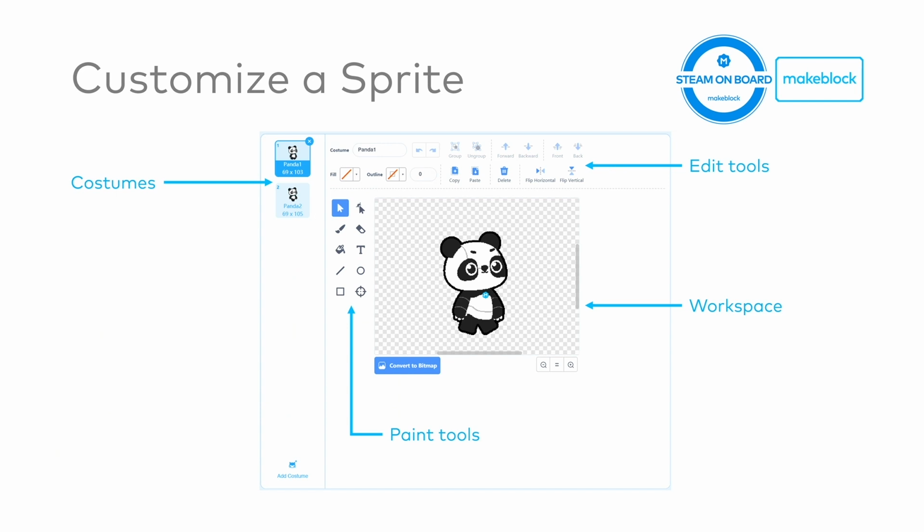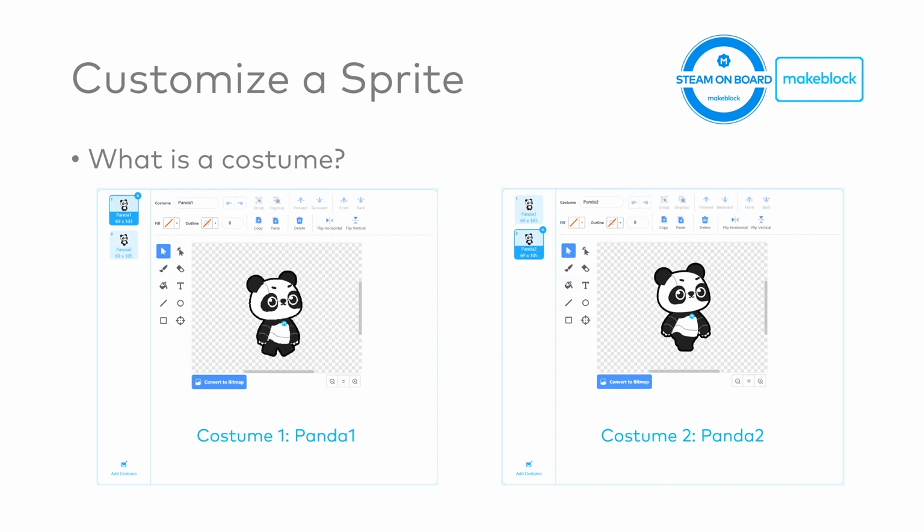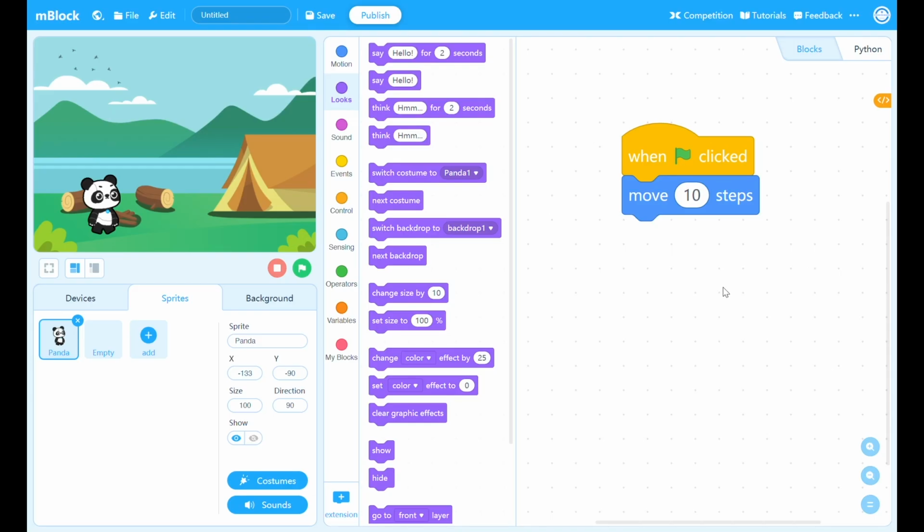On the left side, you will see different costumes, and then you will see the paint tools, the workspace, and edit tools. It's important to understand what a costume is. Let's see, we define two costumes for the panda, and you see they have slightly different gestures between the costumes. And in this part, you will see the difference between the two costumes.